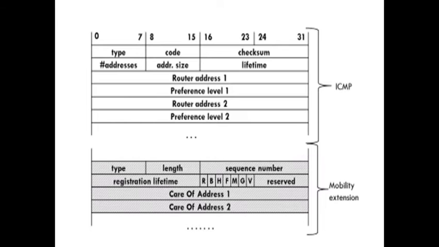Okay. This total diagram is divided into two parts. The first part is the ICMP part, ICMP being Internet Control Message Protocol. That is the ICMP packet. And the second part is just the mobility extension. So the first one is the ICMP packet and the second one is used for mobility extension. Okay, in this diagram, whatever fields we have seen, now we will discuss the fields.